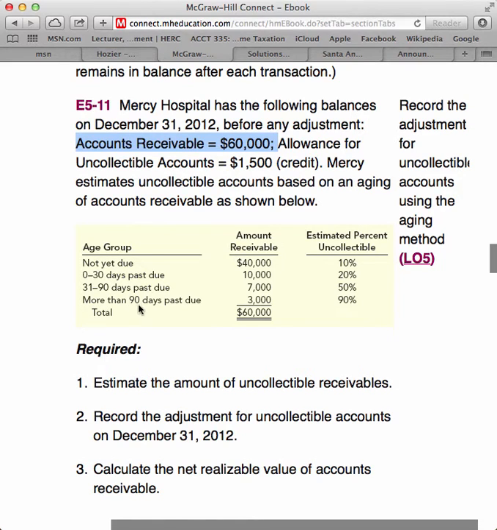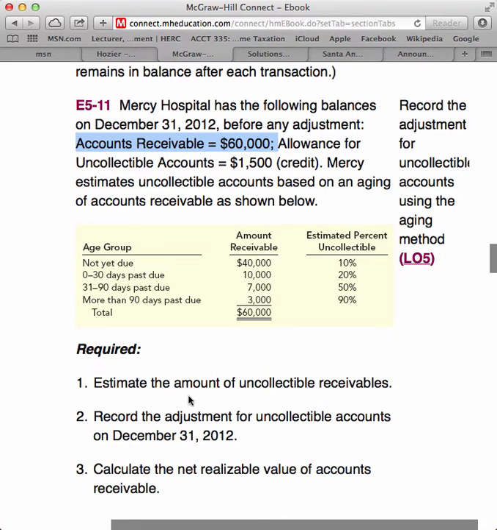Therefore, the oldest age group here is estimated at 90% uncollectible, and the next age group up is at 50%, and 20% and 10% for the 30 days and the current accounts receivable. And the allowance for uncollectible accounts has a $1,500 credit balance.